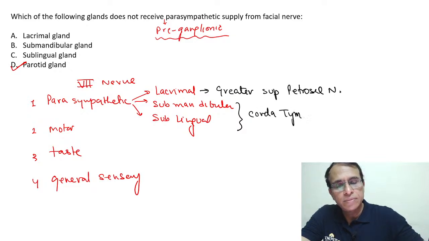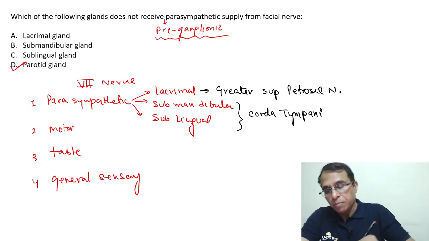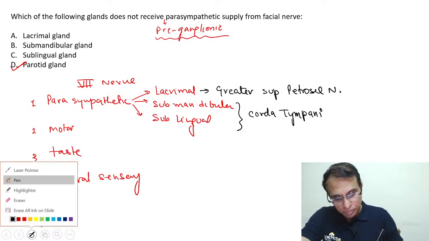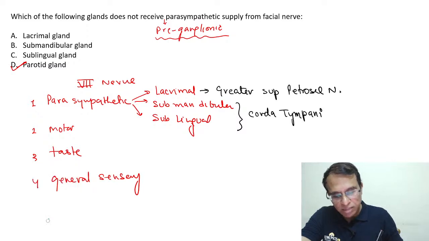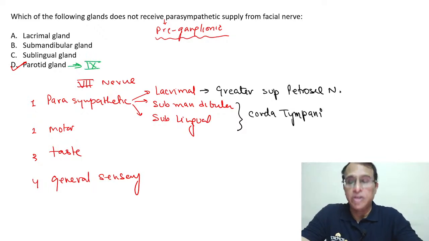Chorda tympani supplies the preganglionic parasympathetic facial nerve, and these are all branches of the facial nerve. Parotid, on the other hand, receives the preganglionic parasympathetic from the 9th nerve, the glossopharyngeal nerve. So D becomes the correct answer in this particular case, right?